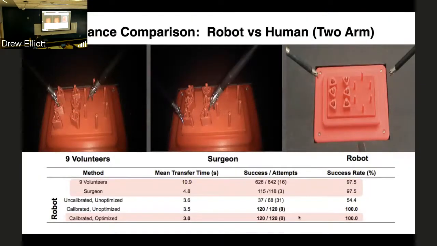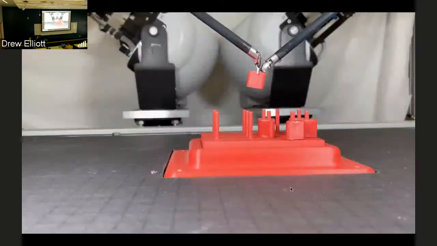Faster than the surgeon, but also at an ever so slightly higher success rate. And what we mean by that is the human surgeon dropped 3 of them. Our system, the robot, didn't drop any. Again, you see that these success rates are fairly high in all cases. That's promising, but the question is what is the trade-off between speed and accuracy? So this was very nice.